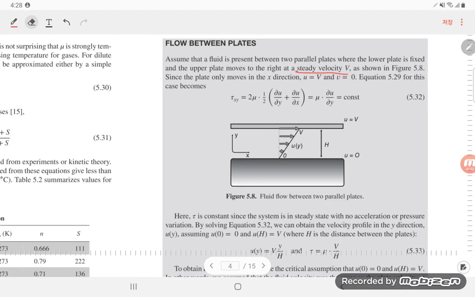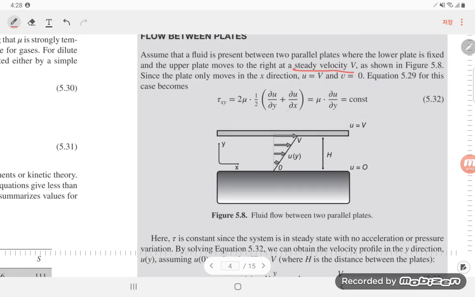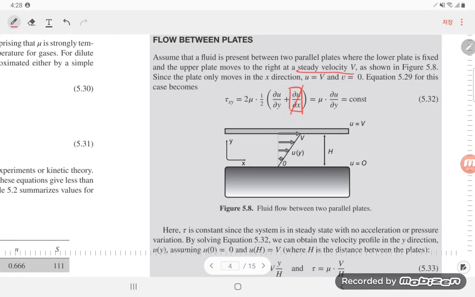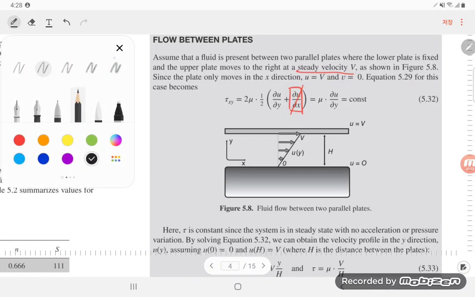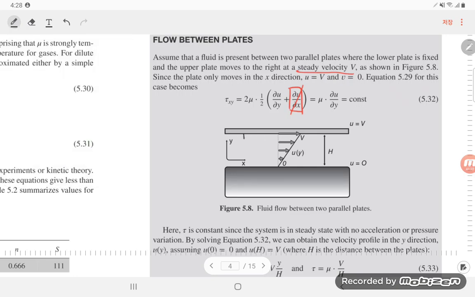Since the plate only moves in the x direction, we can cancel out this one. Okay, what is the meaning of this? If this is the fully developed fluid, and you measure the velocity distribution on this side, it has the same distribution. And if you measure the fluid flow distribution here, it is the same.